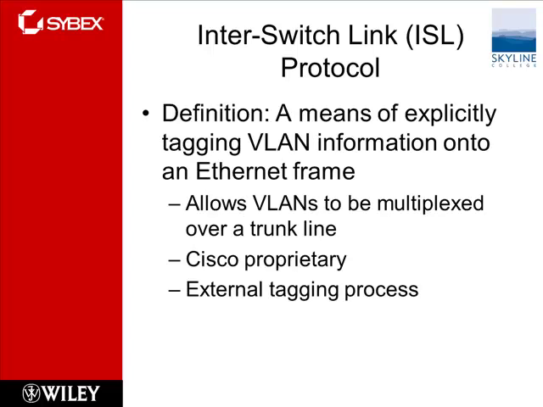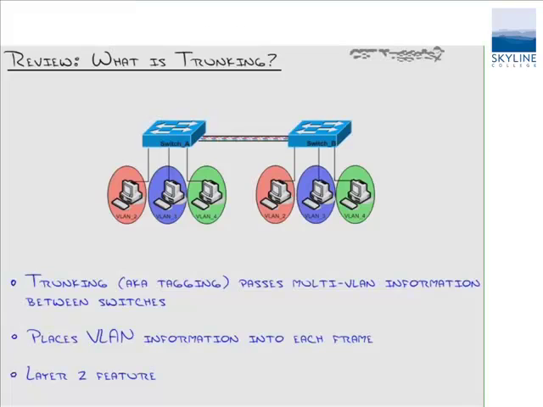Inter-Switch Link. Means of explicitly tagging them allows VLANs to be multiplexed over trunk lines. Cisco proprietary external tagging process puts a really big 26-byte header on it. The .1Q was a 4-byte tag that went into it.